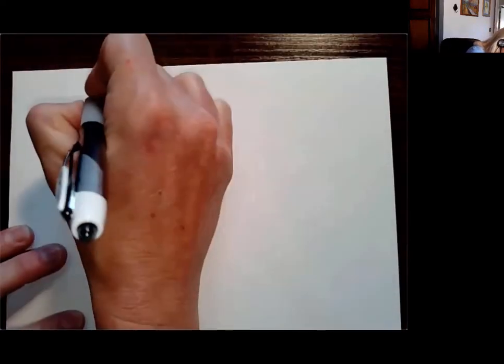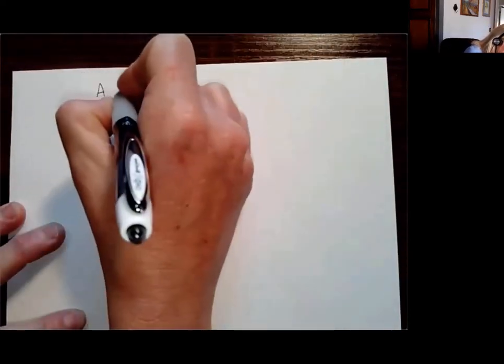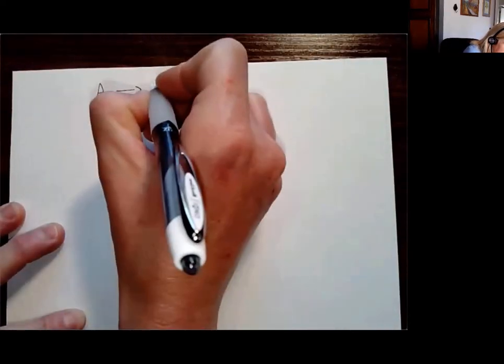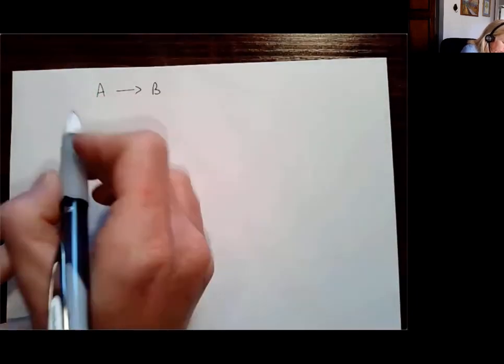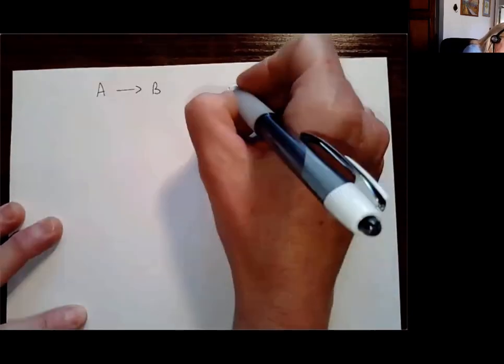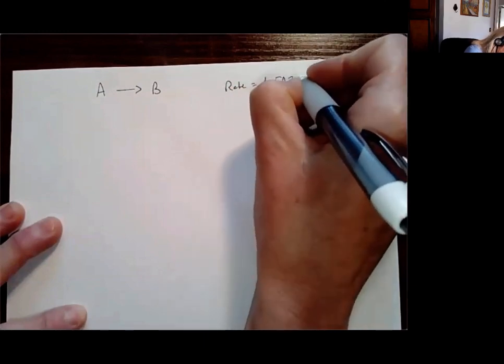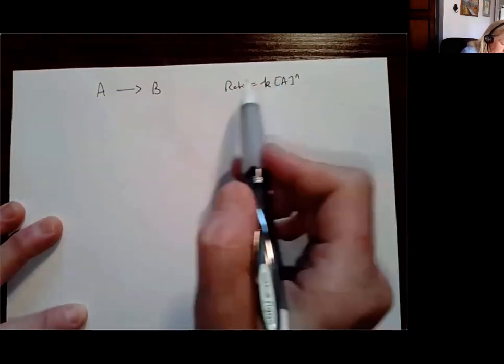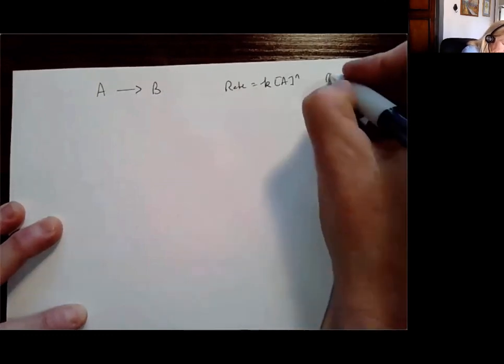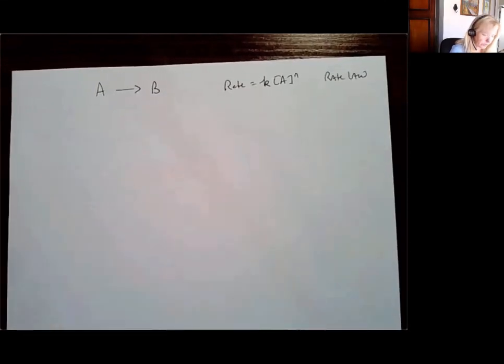So let's just say I have a very simple reaction where I have A going to B. So I just have 1 reactant going to a product. My rate here would be equal to k, A to some reaction order. And B I'm going to leave out of my rate law. So very simple reaction, only 1 reactant.